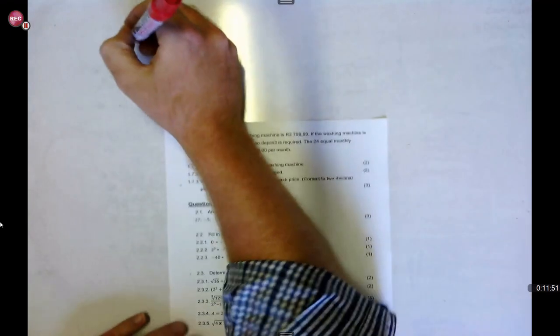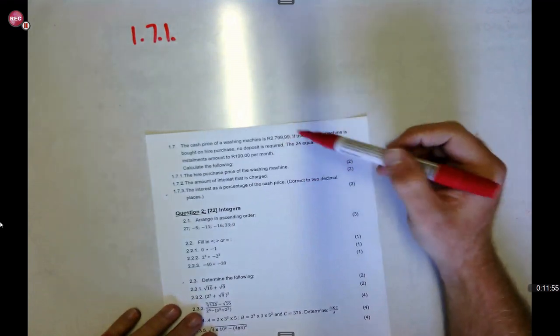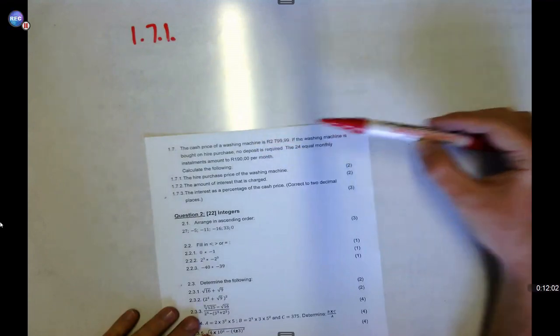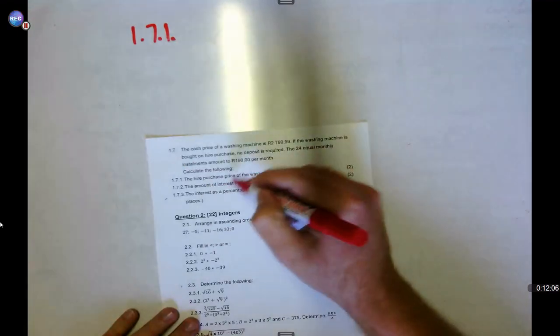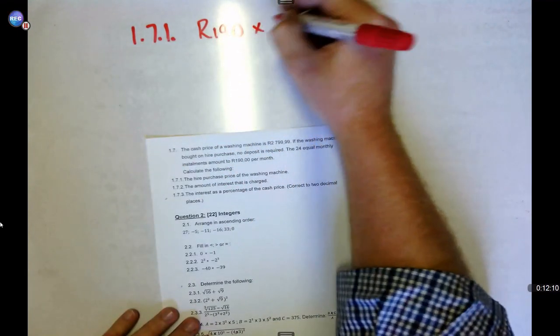1.7.1. The hire purchase price of the washing machine. So we need to calculate the hire purchase price of the washing machine, and that's easy. So 1.7.1. No weird calculations required. They already told you that your installments are 190 Rand per month, and you are paying for 24 months. So in order to calculate the hire purchase price, we say 190 times 24.